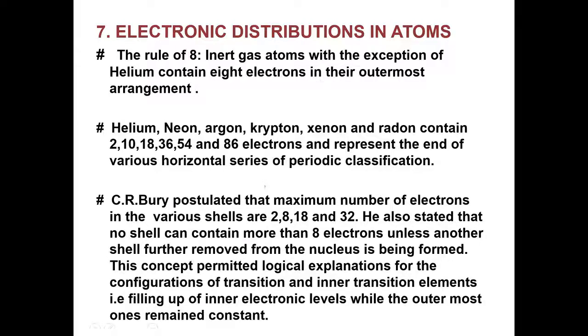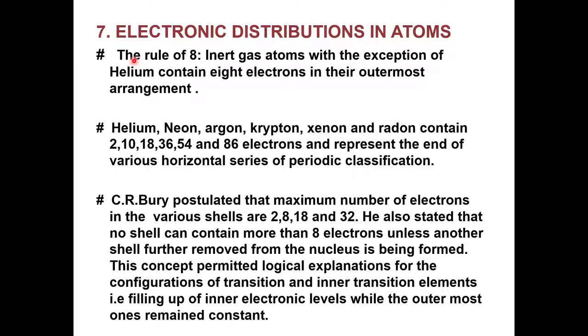So how do we assume that the electrons are dispersed in an atom? Some of them may be nearer the nucleus, some of them may be far away from the nucleus, but still there are certain laws they have to follow. What are those laws? There is a rule of 8. Inert gas atoms, with the exception of helium, must contain 8 electrons in their outermost orbit. So this is known as the rule of 8.